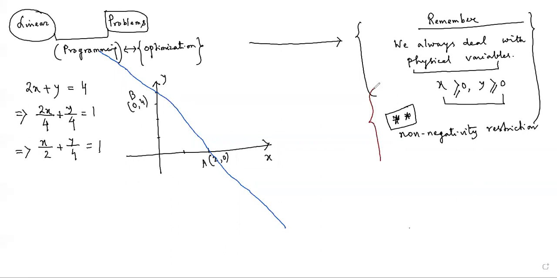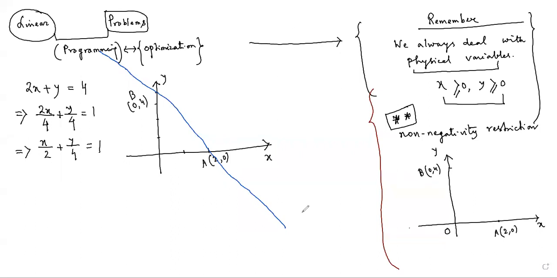Once I put this non-negativity restriction, things become easier. Then we have to consider the positive quadrant only. For linear programming problem solving, we shall only consider the positive quadrant. So we will mark the point A (2, 0) and the point B (0, 4), and join them by a straight line.